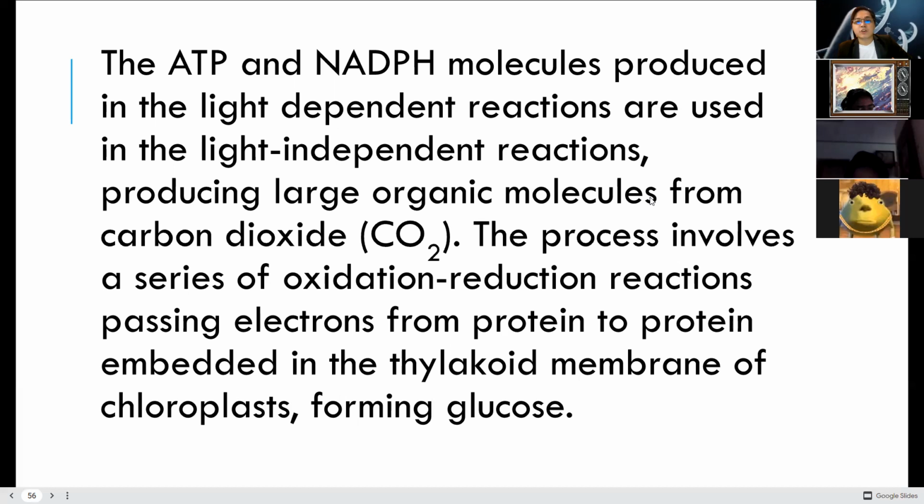Producing large organic molecules from carbon dioxide or CO2. The process involves a series of oxidation and reduction reactions. There is an oxidation happening there, right? Passing electrons from protein to protein embedded in the thylakoid membrane of the chloroplast, forming glucose.